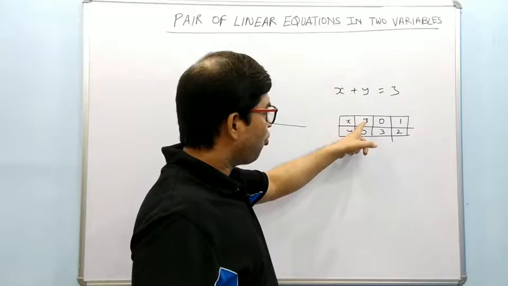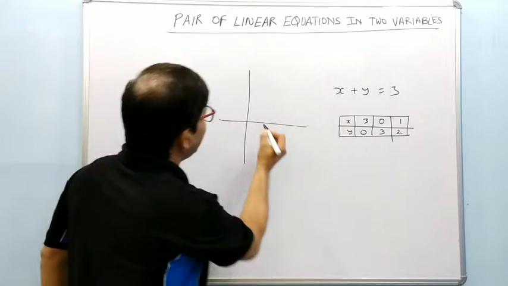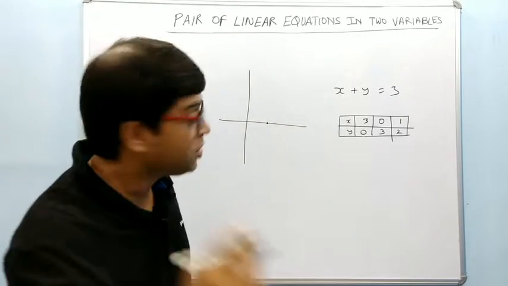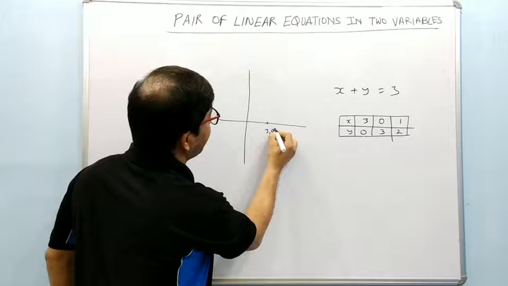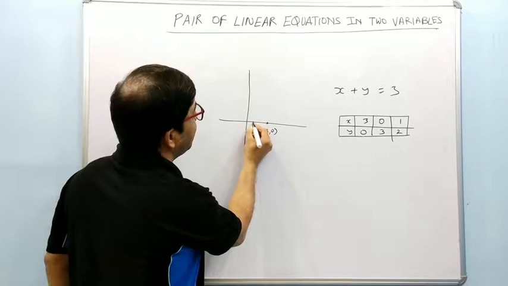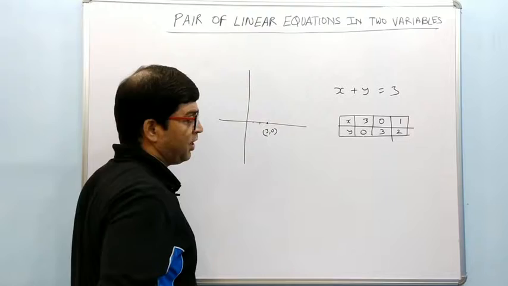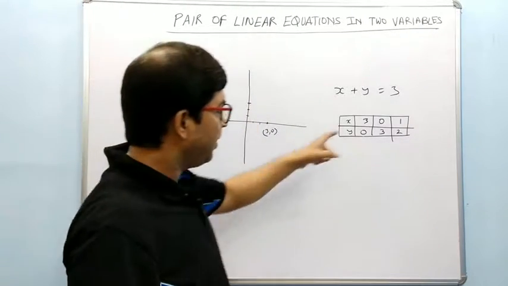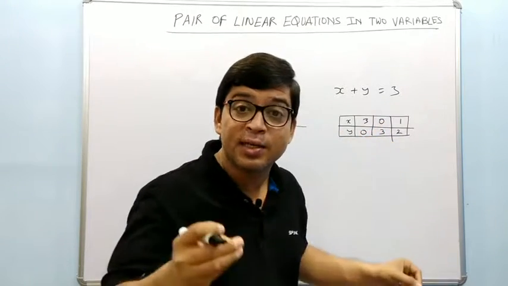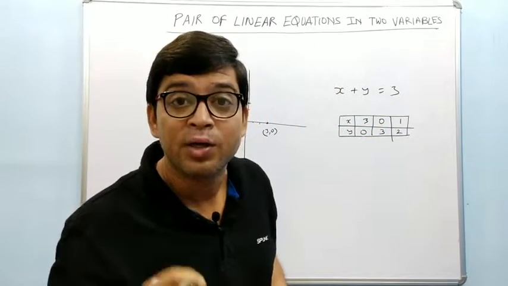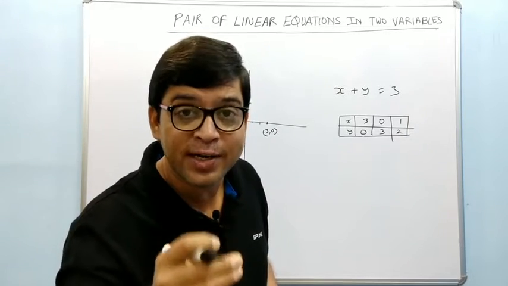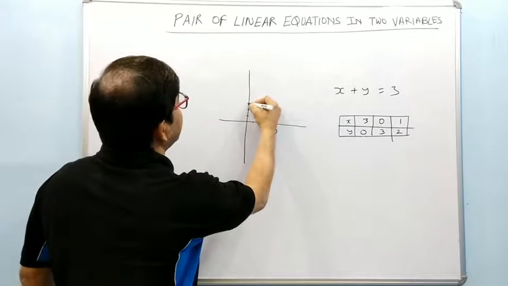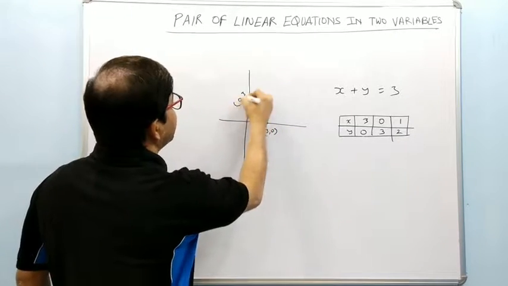First plotting point is 3, 0. 3, 0 at x-axis 3 and y point is 0. So 3, 0 will be somewhat here. If you just mark 1, 2, 3 like that. Same way in y-axis 1, 2, 3. Now this point is 0, 3. So x coordinate is 0 and y coordinate is 3. So it will lie on y-axis. That is 0, 3.